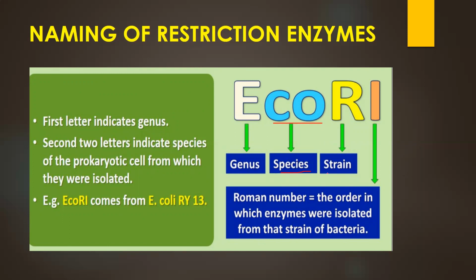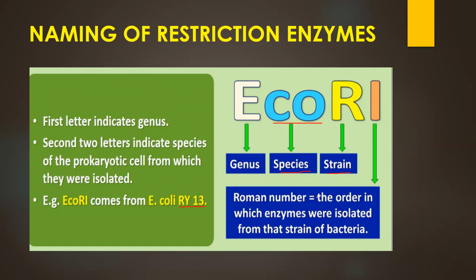And the third, that is the R, comes from the strain. The third word comes from the strain. That is, EcoRI comes from Escherichia coli RY13. So R is derived from the strain RY13. You can see over here, this is the strain of E. coli. So from here, the R is being taken.